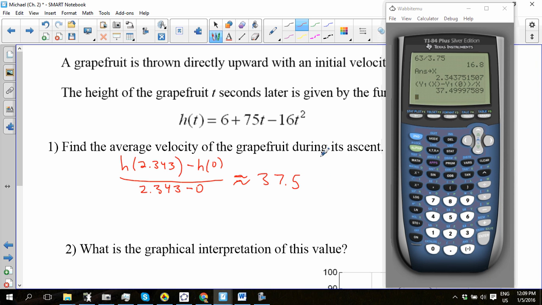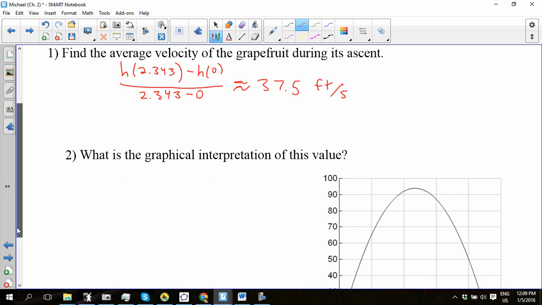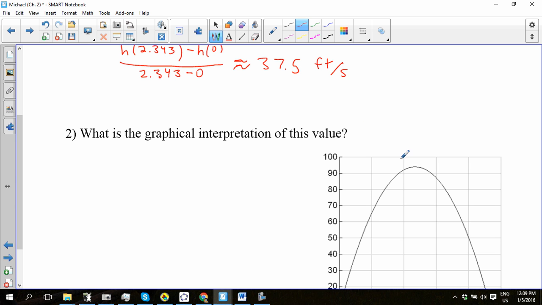About 37.5. What were the units of this average velocity? Well, what are the units of that difference in height? Feet. And what are the units in the difference in time? Seconds. So 37.5 feet per second.